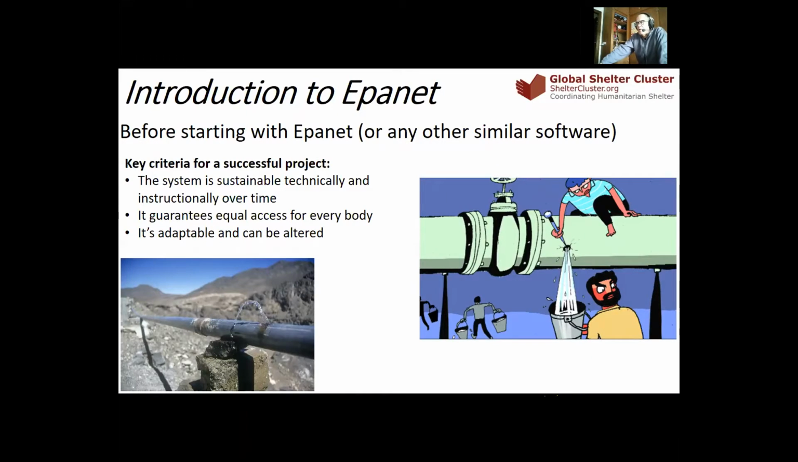But anyway, before you do a network, you have to think about the sustainability of the network. The network, even if it's a gravity network, needs to be maintained. And for that, you need skilled people and you need some money. As well, a network needs to have access to everyone and on the same level.